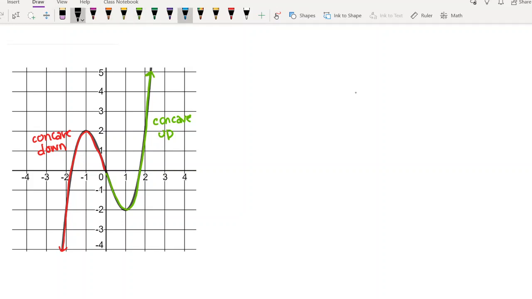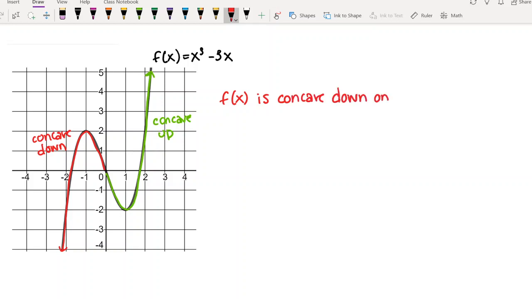We could say the function f of x, and let me just write on here again, this was still the same function, x cubed minus 3x. So we can say that f of x is concave down on the interval from -∞ to 0, not including 0. And so that tells us that the second derivative is negative on that interval.